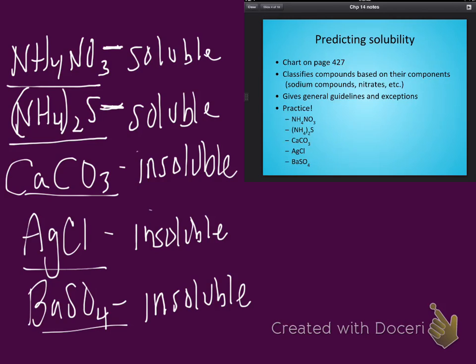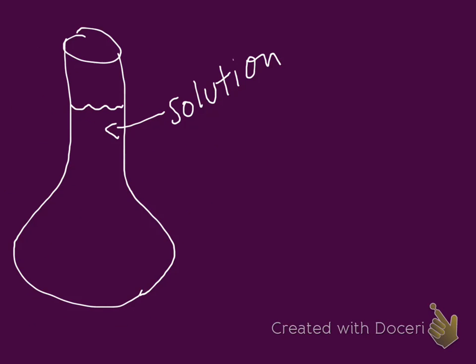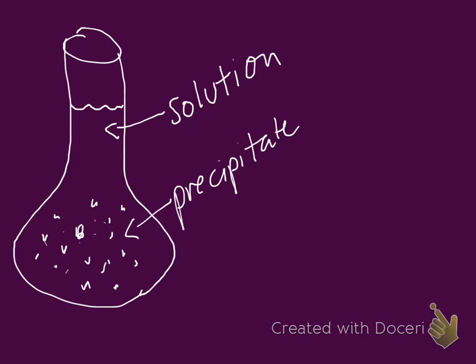Now, why is this so important? So you know if you're not part of the solution, you are part of the precipitate. That's right. Okay, so we've talked about solutions and precipitates. We know that if we're not part of the solution, we're part of the precipitate. What is a precipitate?